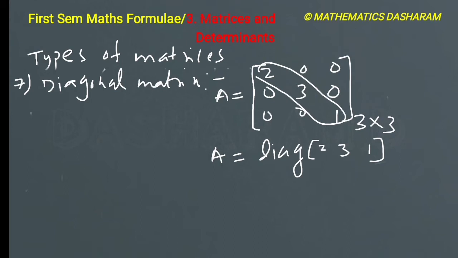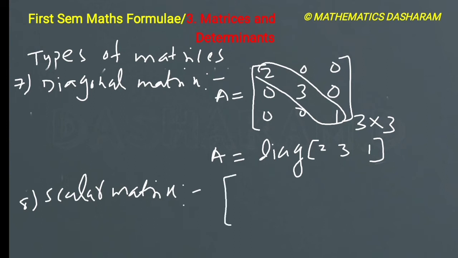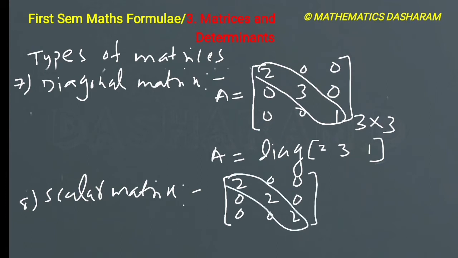Next, eighth one is scalar matrix. In a square matrix, if all elements in the principal diagonal are equal and the remaining elements are zeros, it is called a scalar matrix. So 2, 0, 0, 0, 2, 0, 0, 0, 2. In this, all elements are zeros except the principal diagonal elements, and all are equal. It is called a scalar matrix.